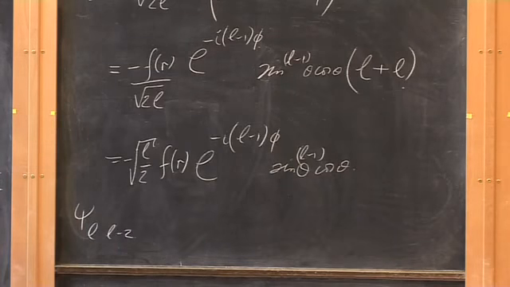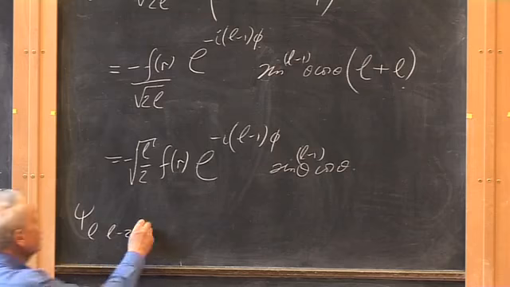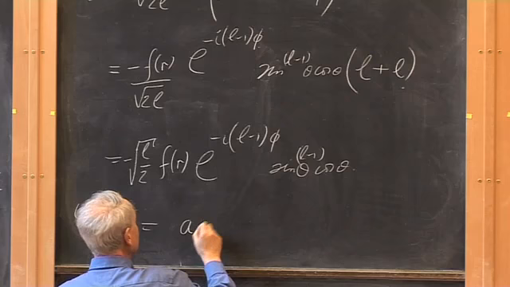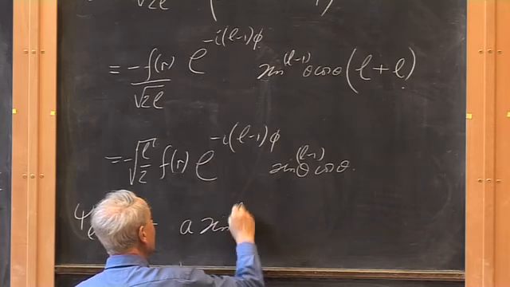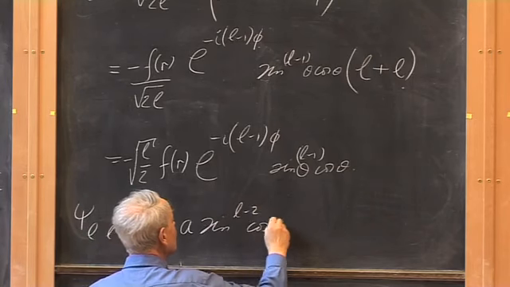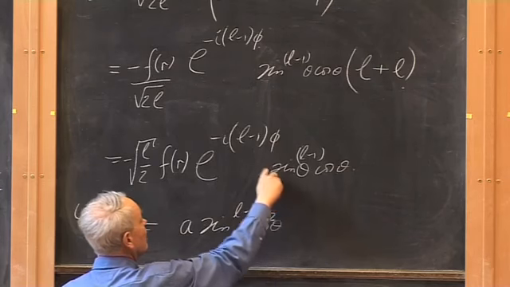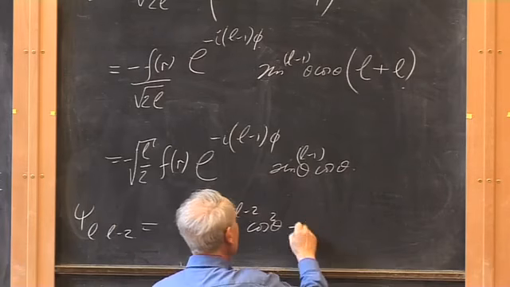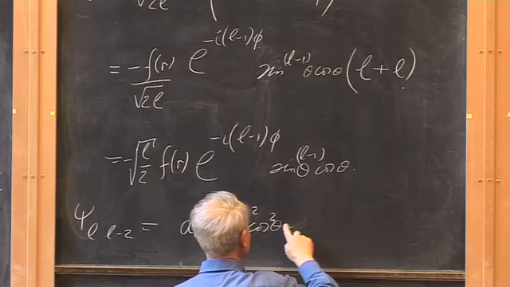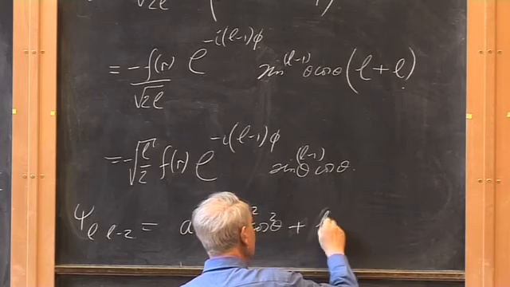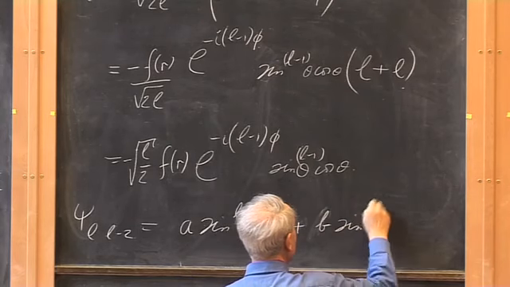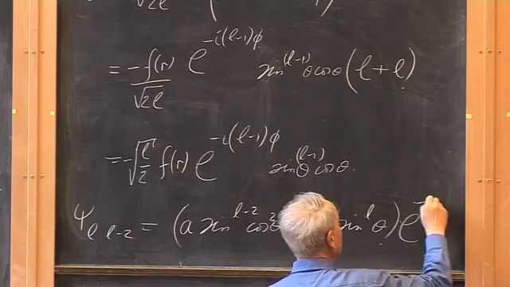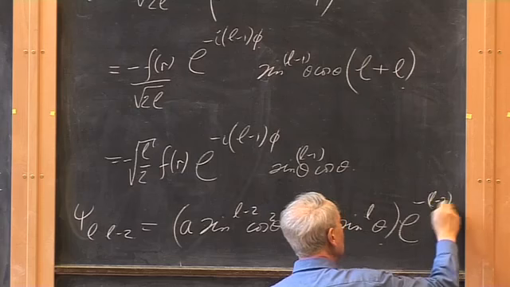And then when we differentiate again to get psi, this is going to be an amount of sine L minus 2 times cosine squared. Differentiating this, we'll get L minus sine to the L minus 2, and then we'll get a cosine which goes onto that. And we will also have, from differentiating this, plus an amount, call it B, of sine to the L theta. So there'll be two terms, and it'll all be times e to the minus L minus 2 phi.